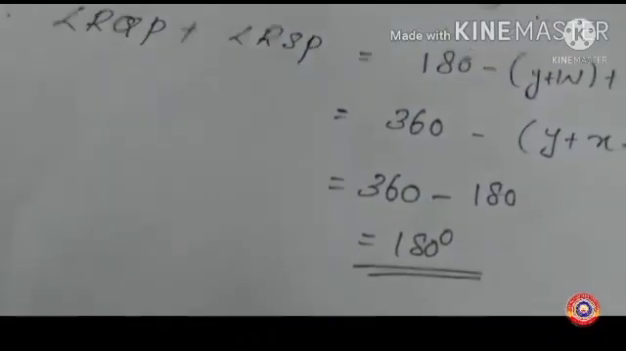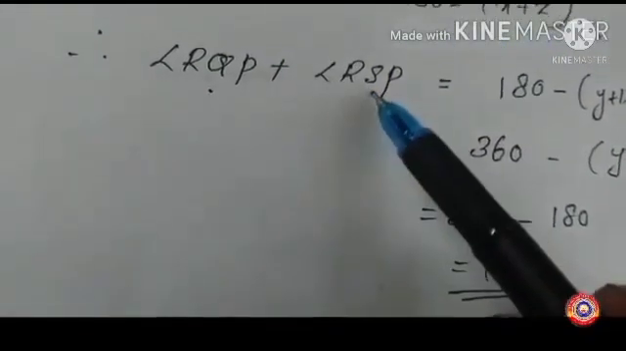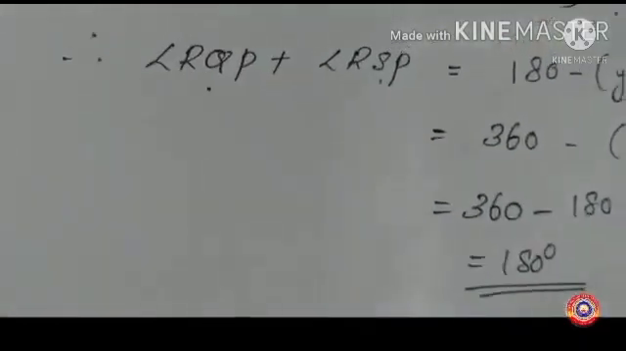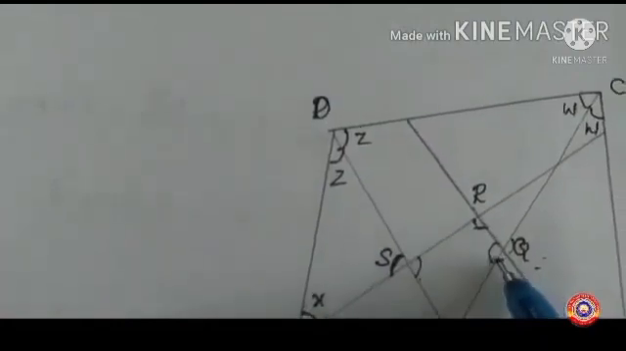Here the sum of opposite angles Q and S equals 180 degrees. So we can say that in PQRS, the sum of opposite angles is supplementary. So it forms a cyclic quadrilateral. We can write: PQRS is a cyclic quadrilateral.